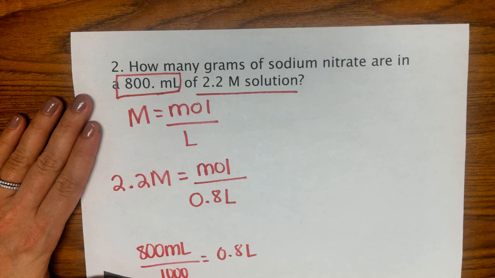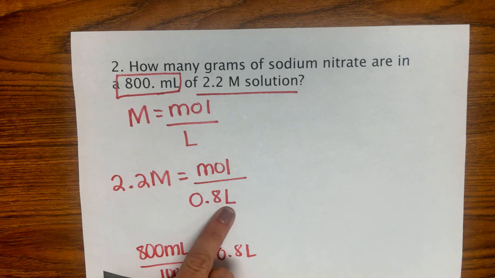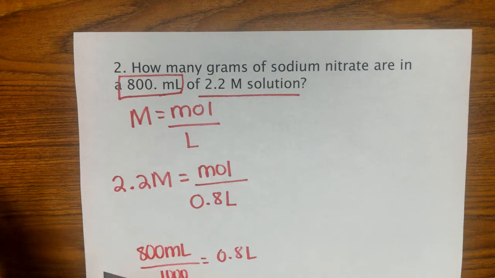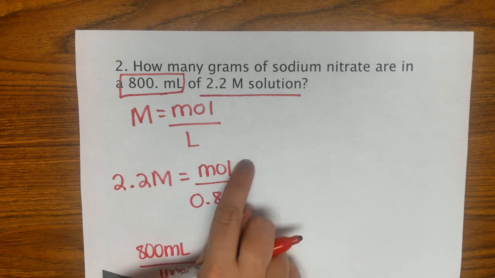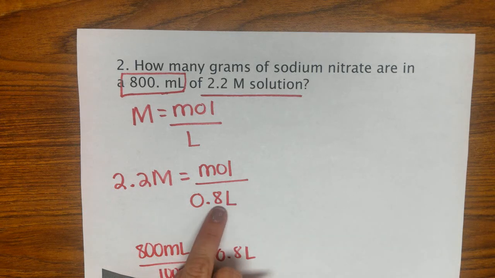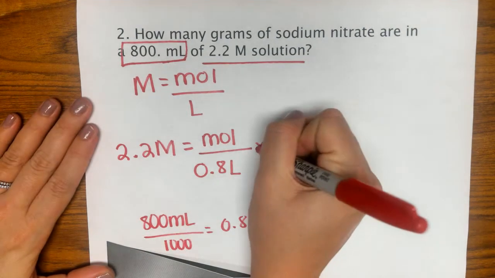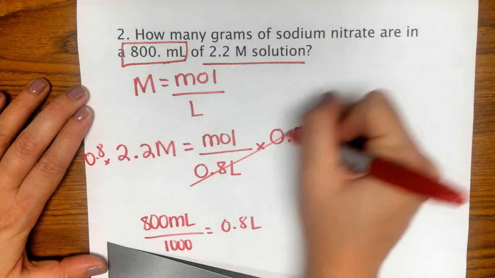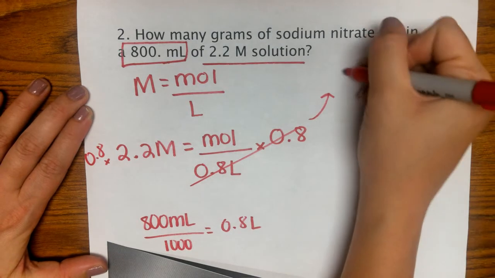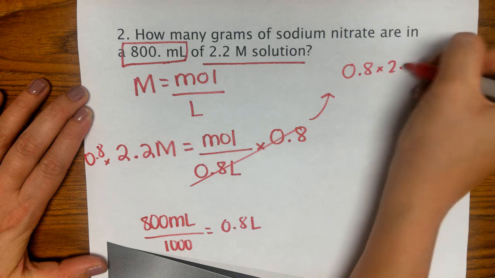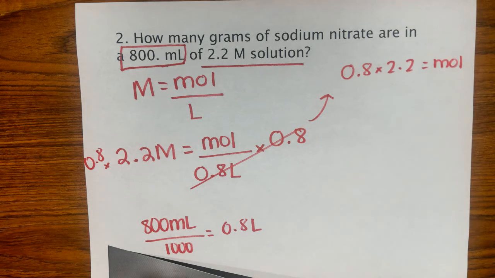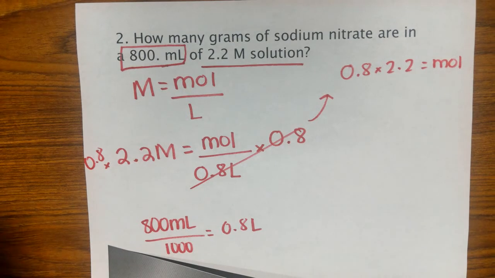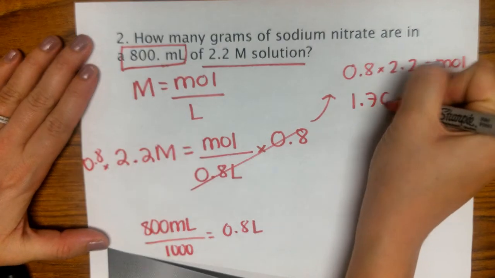So this time I'm going to work backwards because I want to find grams of sodium nitrate. I have molarity, I know liters, I want to find my moles. Then once I have moles, I can convert to grams. Now, we need to get moles by itself. To isolate this variable, we're going to multiply each side by 0.8. That will cross that out, and I'm going to finish my work up here. Now we have 0.8 times 2.2 equals moles. Multiply those, and that is 1.76 moles.